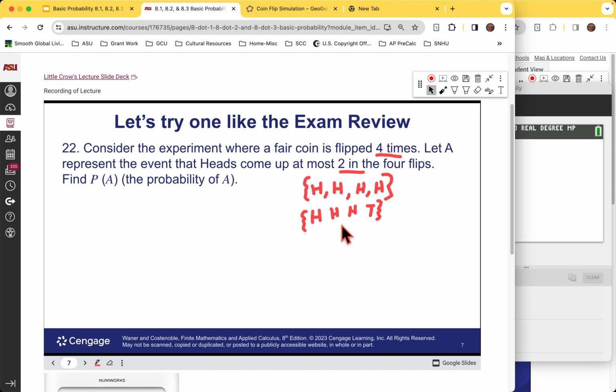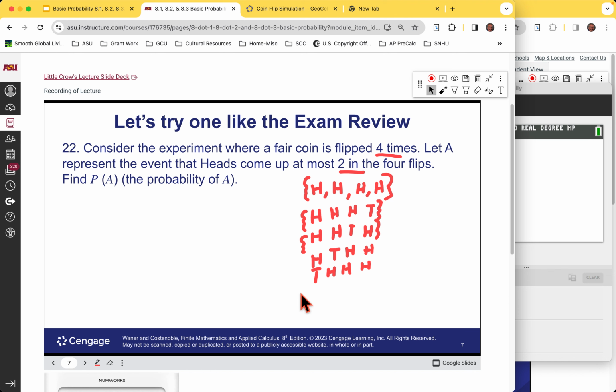That's one way: heads, heads, heads, tails. We could get heads, heads, tails, heads. We could get heads, tails, heads, heads. And we could get tails, heads, heads, heads. So there's all the ways we could get 1 tails. We'll come back to it. So far we're up to 1, 2, 3, 4, 5 ways.